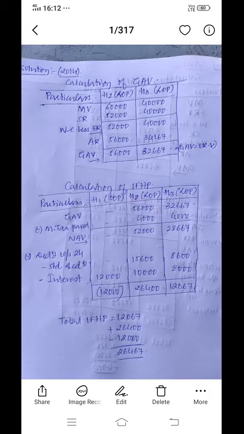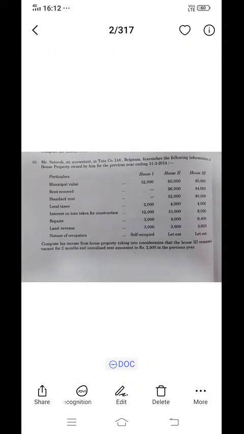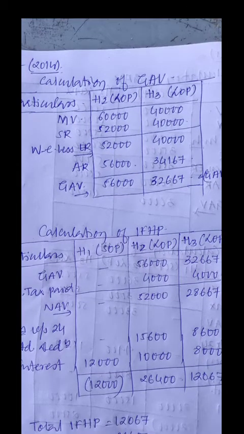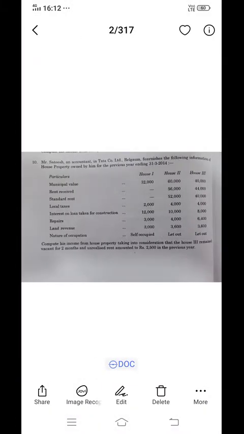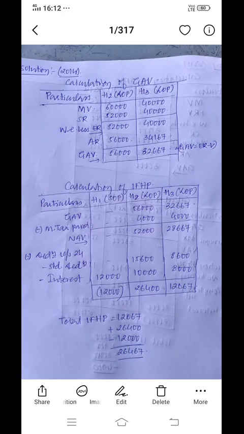Now students, in the problem fair rental value is not given. Please don't try to write anything if it is not given. Just ignore that and take the next, that is standard rent. Straight away you have to take standard rent and compare it. Standard rent for house 2 is 52,000, for house 3 it is 40,000. Compare that, whichever is less.